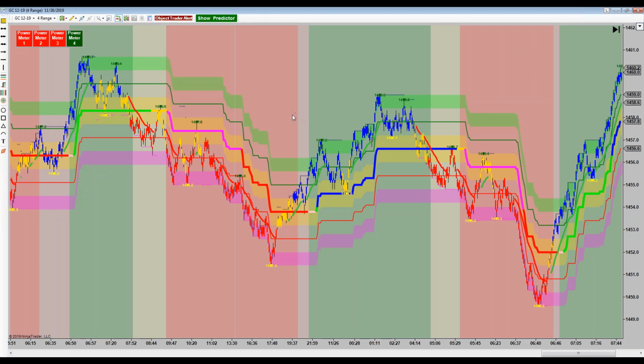And then, of course, the most prominent thing on here is the bands. We have 4 bands below the thick line here, which is called the mid-band, and 4 bands above it. The thin red line is called line 2, and the thin green line is called line 6. That's just above band number 6, okay?